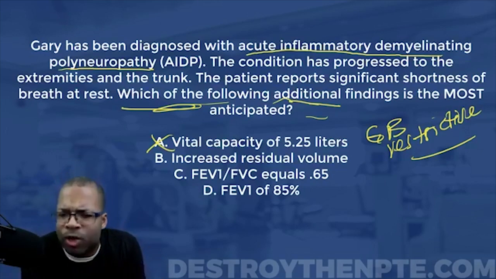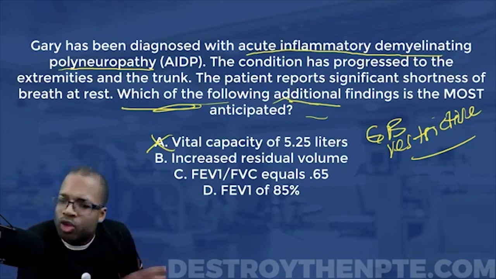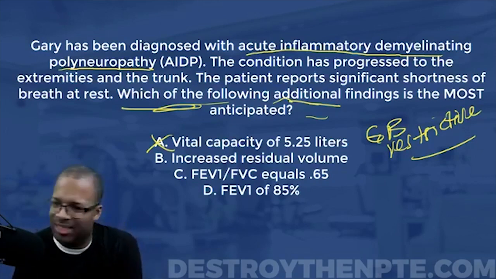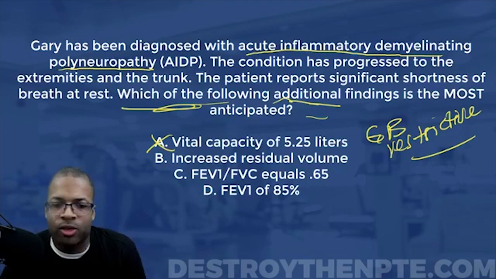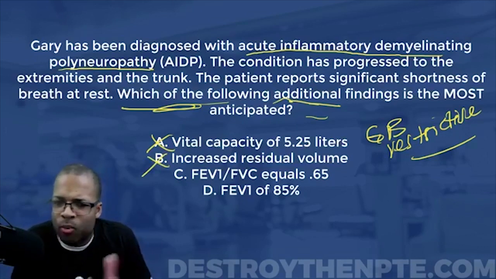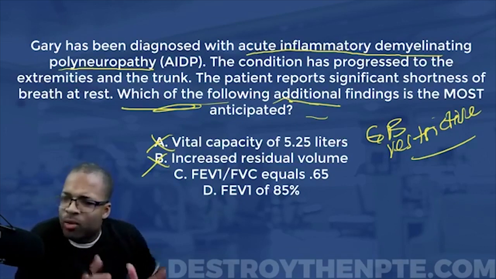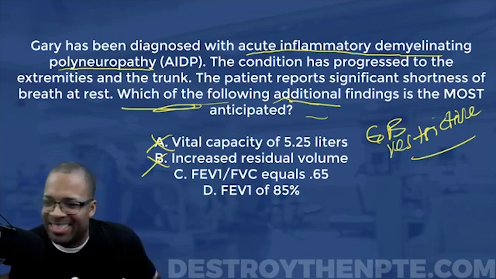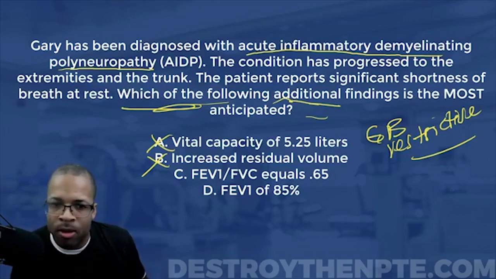And so you'll see increased residual volume with obstructive, not restrictive. All right, so we can already get rid of that. Are y'all starting to see a little pattern here? All we're really trying to do is determine which one of these is more obstructive and which one of these is more restrictive. That's the game that we're playing right now.